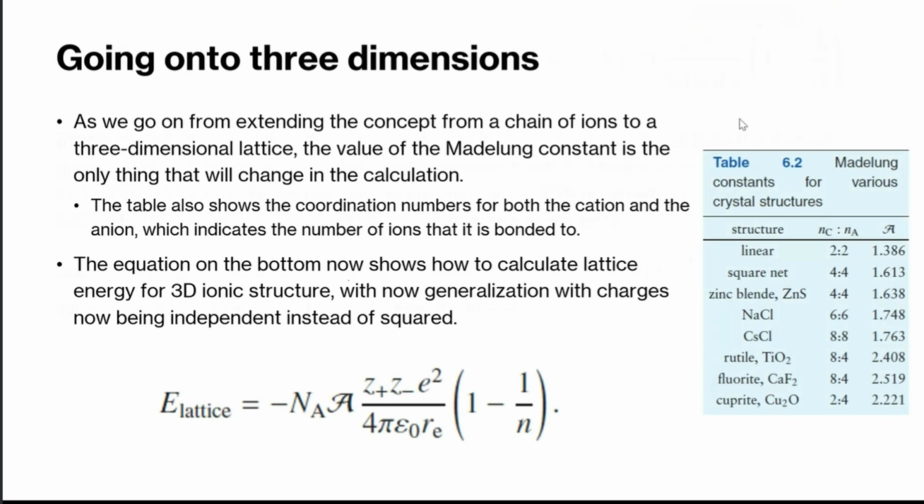So, this table will also show the coordination numbers. This table I have here will show the coordination numbers for both the cation and the anion, which indicates the number of ions that it's bonded to. And now we have this equation on the bottom, which is now modified to calculate lattice energy for a 3D ionic structure, with a generalization now, with the charges being independent and squared.